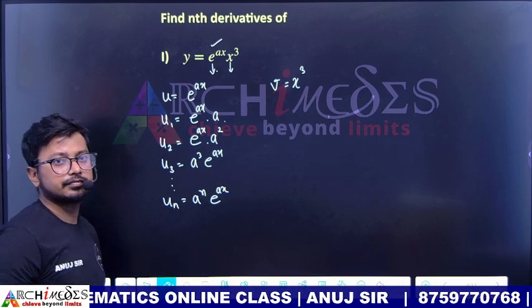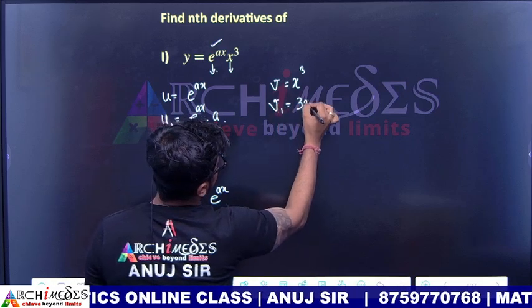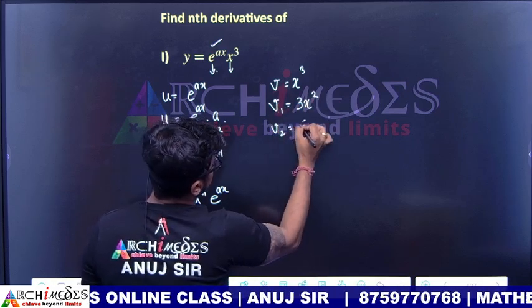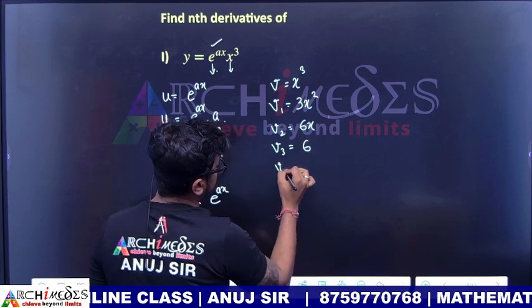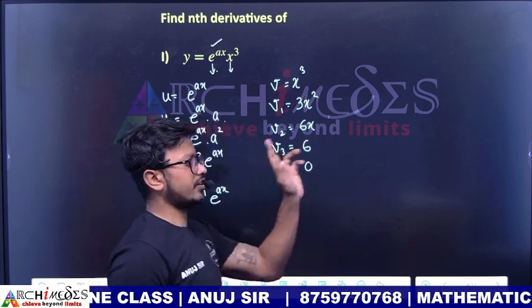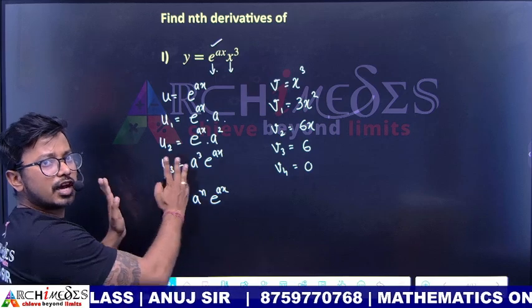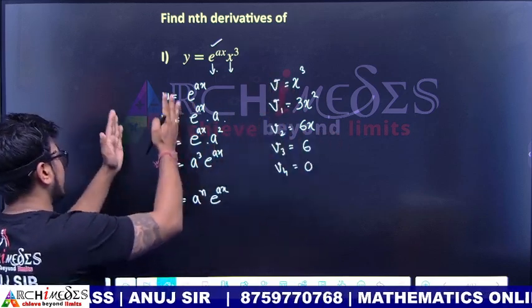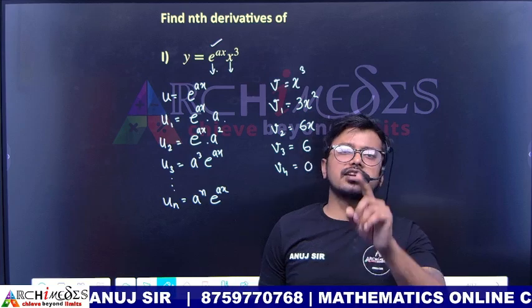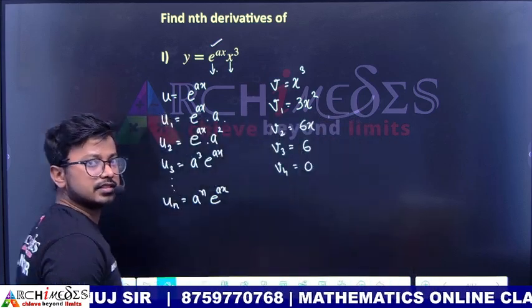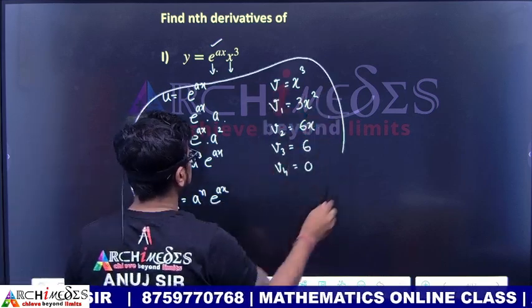Any doubt? Clear? But if you see here, v1 is 3x square. What is v2? v2 is 6x. What is v3? v3 is 6. After that, v4 will become 0. So that means you don't have to find v5, v6 and v7. Clear? Up to here, any doubt? So in this way, first you have to find v and u and differentiate. Here in u, you need un, because our formula starts from un, v1 and so on. That's the reason. Clear? So I am keeping this over here.